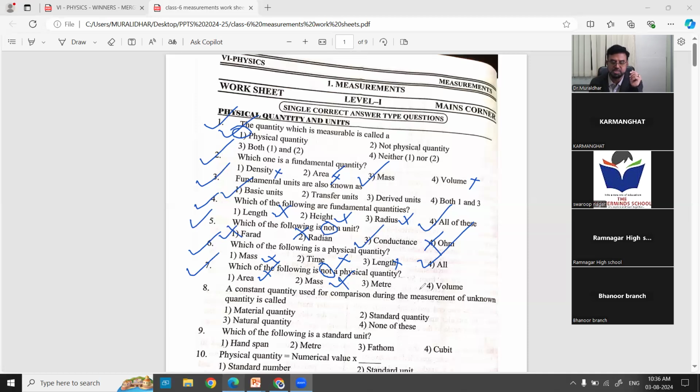Volume we can measure, it is a physical quantity. But meter is a unit, not a physical quantity. So what do you have to select here? Meter. Question number 7 is meter.